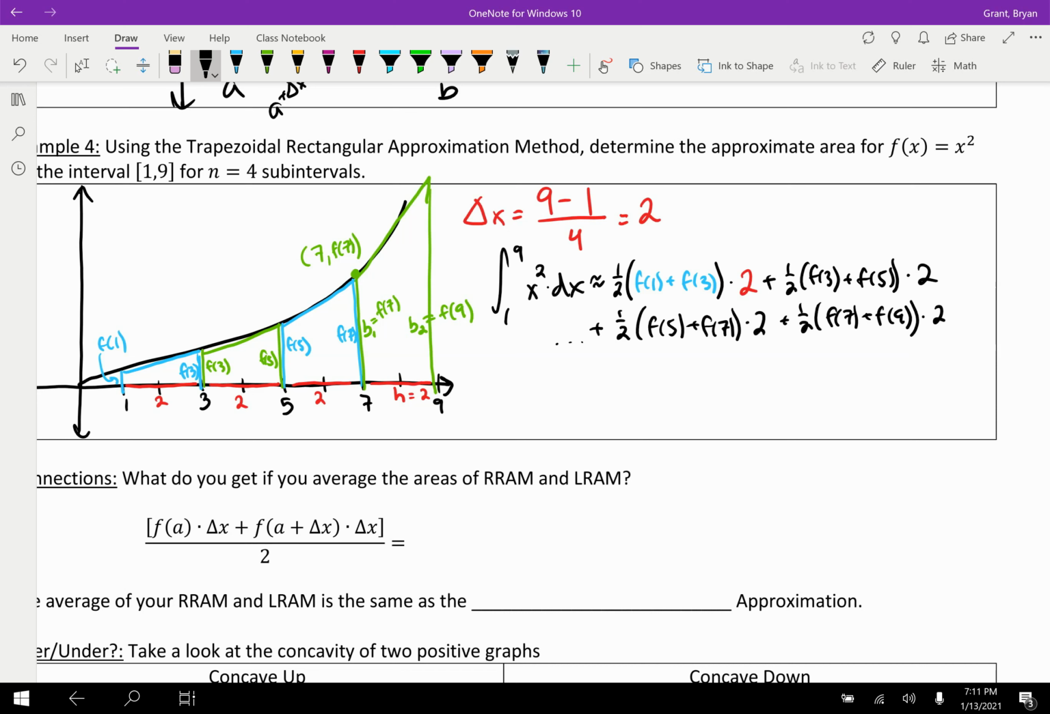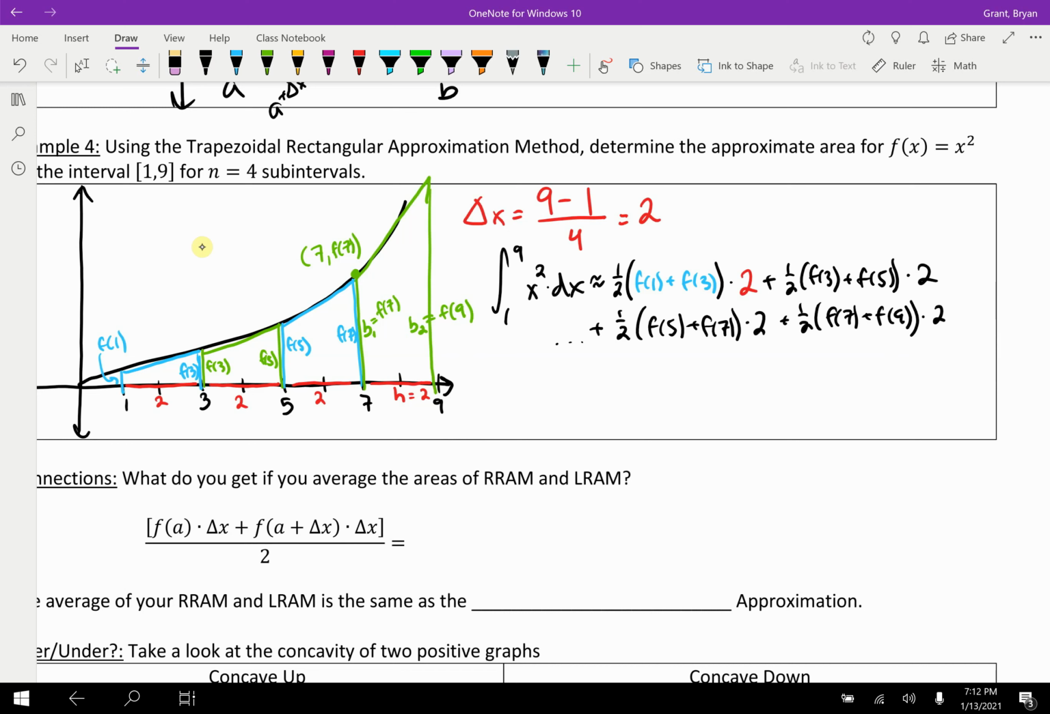And you'll notice as we go through, we do use every x value on the interval. In fact, we used every x value twice. We used f of 3 twice, and then we used f of 5 twice, and so on and so forth, but we only used the endpoints once, right? F of 1 and f of 9 only appeared once, and that's because nothing borders them on either side.